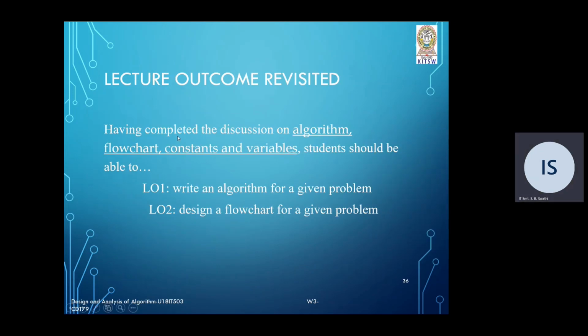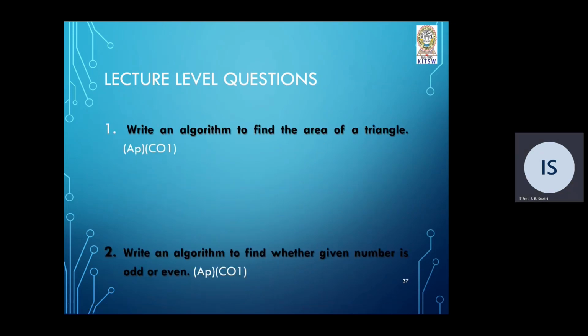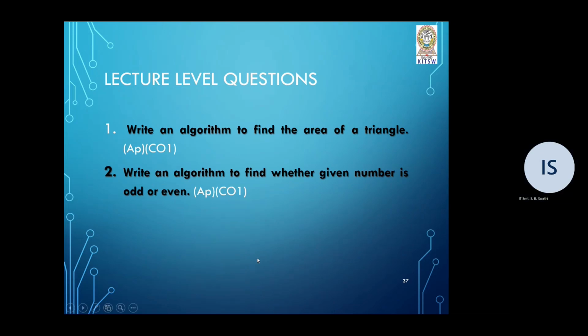So lecture outcome, students. Having completed the discussion on algorithm, flowchart, constants and variables, you will be able to write an algorithm for a given problem and design a flowchart for a given problem. And these are some of the lecture level questions. Write an algorithm to find the area of a triangle and also to find whether a given number is odd or even.